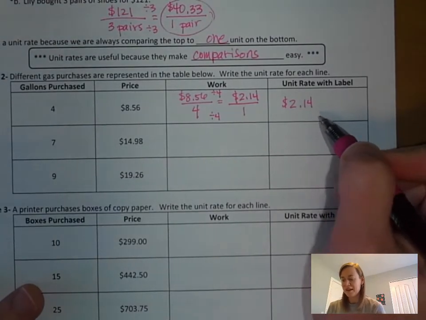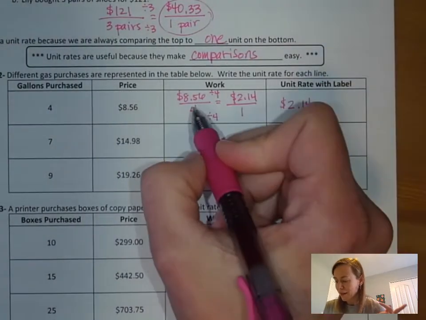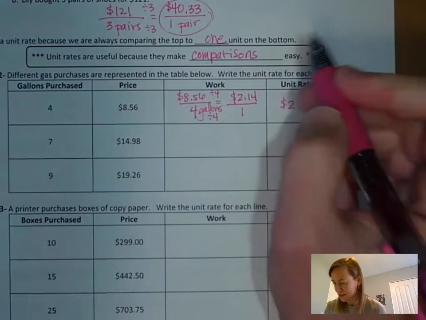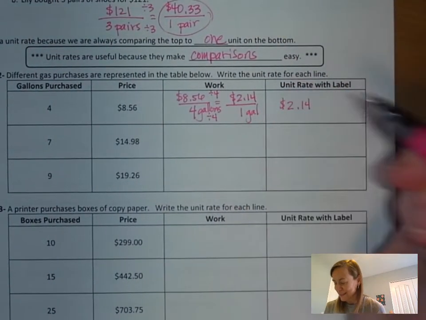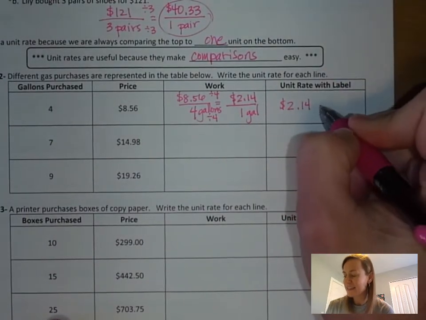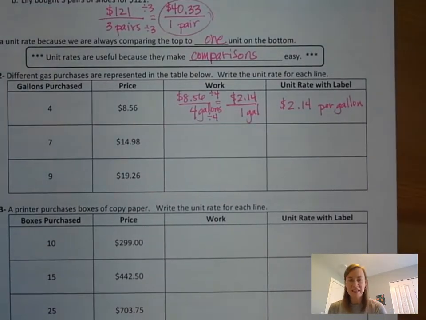Wait, with label. I didn't really do a good job with my label here, so hold on a second. Because I didn't write gallons on the bottom. I bet some of you caught that, didn't you? So now we have that. So $2.14 per gallon. That is a much more complete answer. Okay, now let's go on to the next one.